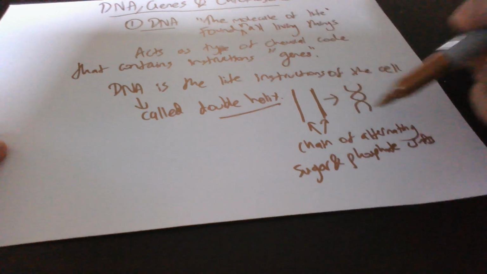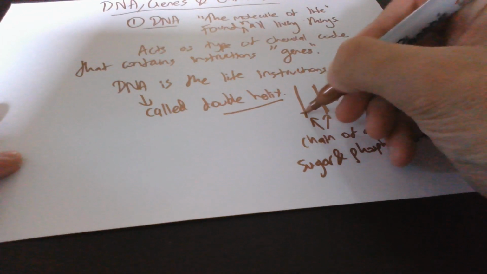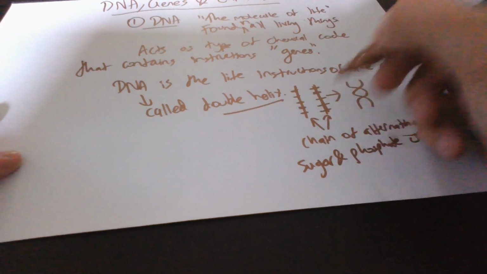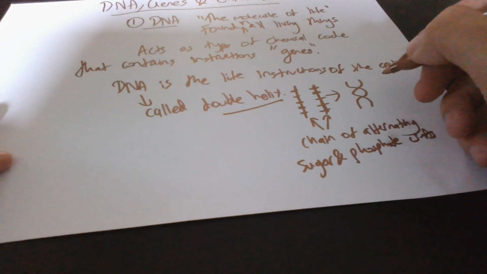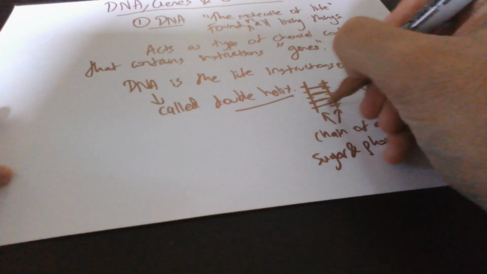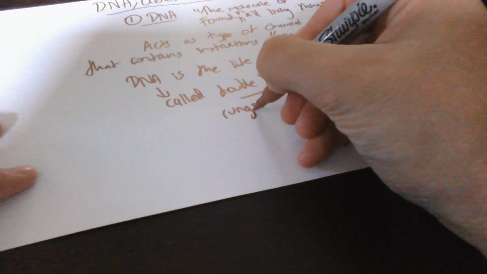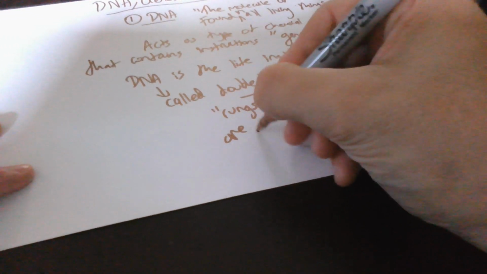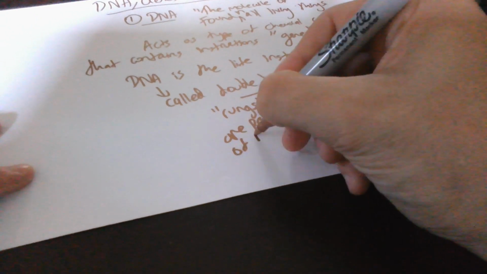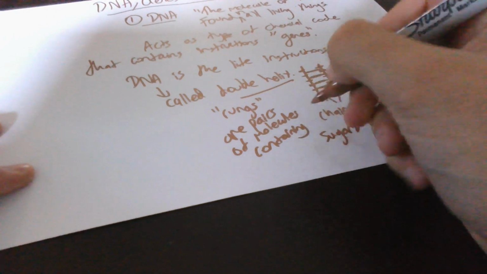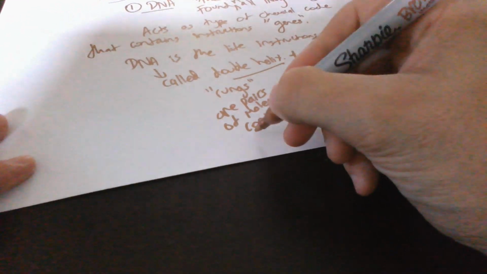So you've got two chains of alternating sugar and phosphate units, okay? So think of them as little blocks, right? Alternating, so sugar, phosphate, and so on. Okay. The rungs, so this bit of the ladder, right, things that go across, the rungs, okay, pairs of molecules containing bases, okay, base pairs.